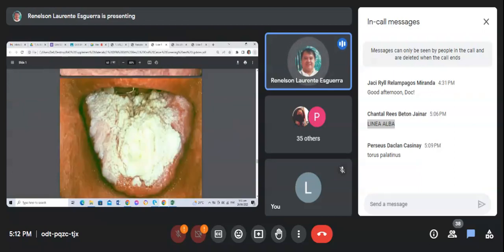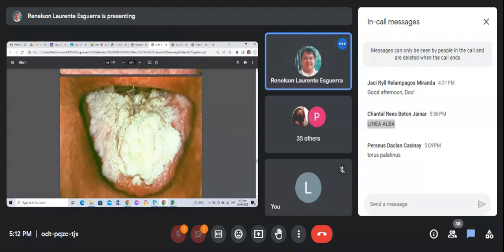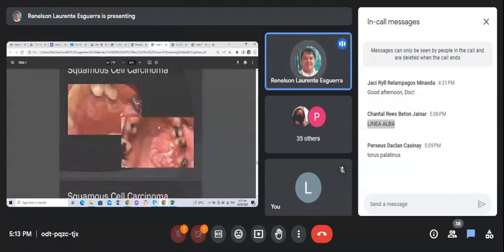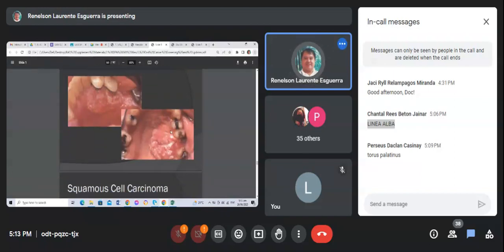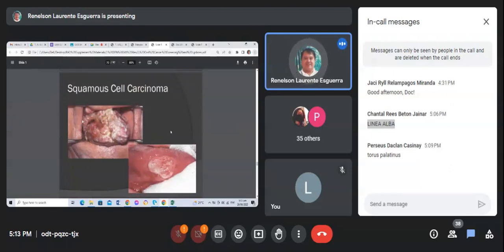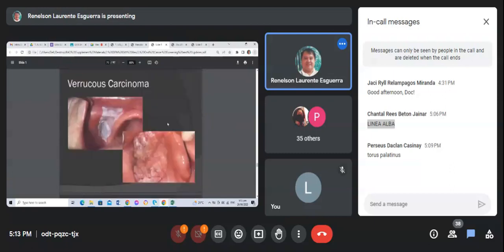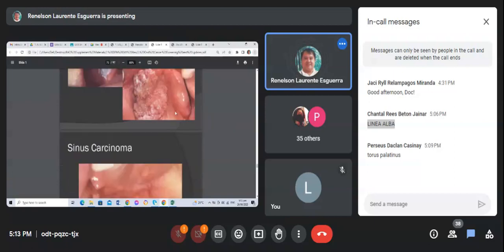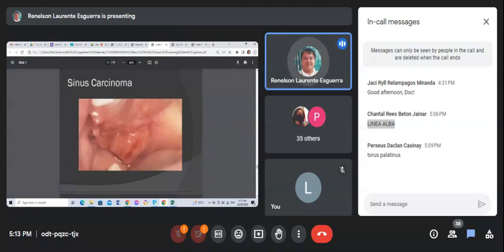This is a variant form of oral cancer or squamous cell carcinoma known as a verrucous carcinoma. So it has already invaded the whole of the tongue. The tongue has to be removed. You have squamous cell carcinoma near areas of the gingiva and also here in this area of the palate. This is squamous cell carcinoma of the tongue. So the whole of the tongue has to be removed. This one is a 70-year-old patient. This is the verrucous type of carcinoma. This is the carcinoma of the maxillary sinus that has invaded the oral cavity.